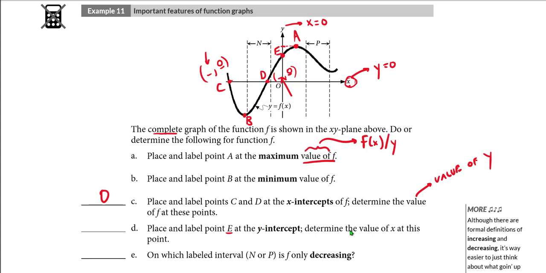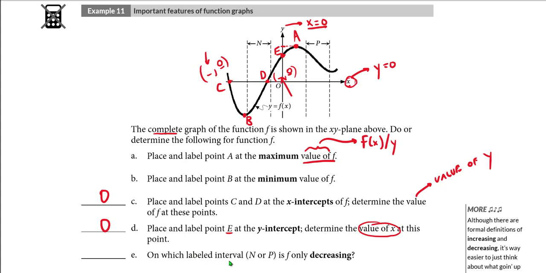That's what we are told to do here. That's the y-intercept, and the value of x at that point, again, that's got to be 0. If we are on the y-axis, then our x-coordinate is 0, x equals 0 on the y-axis, and therefore the value of x at that point is 0.